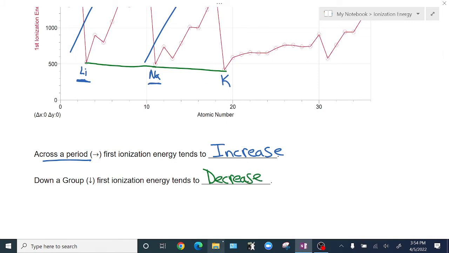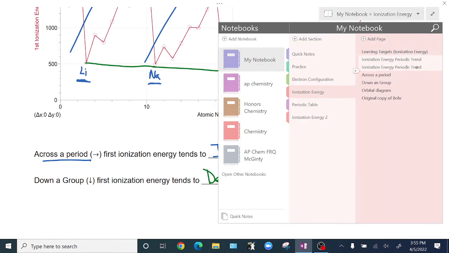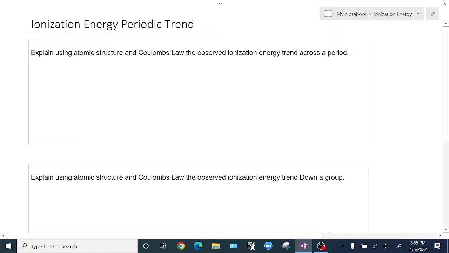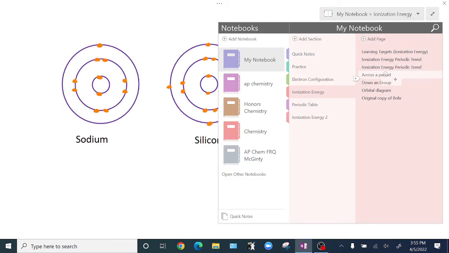Okay, so the first goal was basically understanding the trend of first ionization energy. To review, as we go across a period from left to right, ionization energy tends to increase. As we go down a group, the first ionization energy tends to decrease. All right, let's go to page 2 on our worksheet. Now we're going to look a little more in depth at why, and try to explain why the first ionization energy is going to increase as we go across a period. So remember, this tends to increase as we go from left to right. I want to look at that a little more in depth, and to do that, I want to look at some Bohr diagrams.